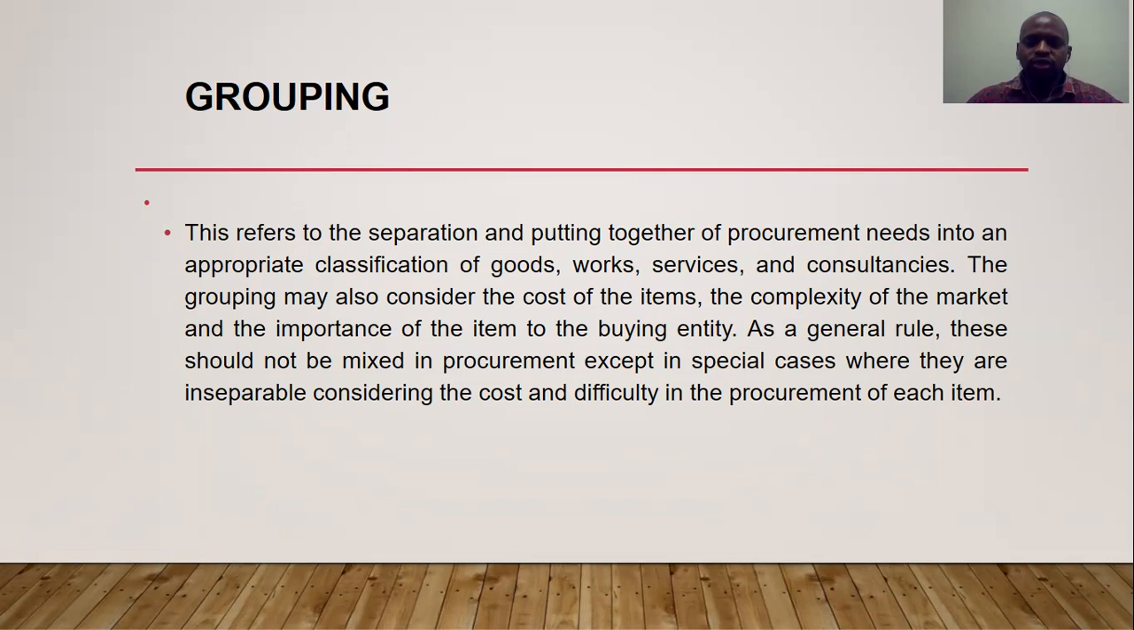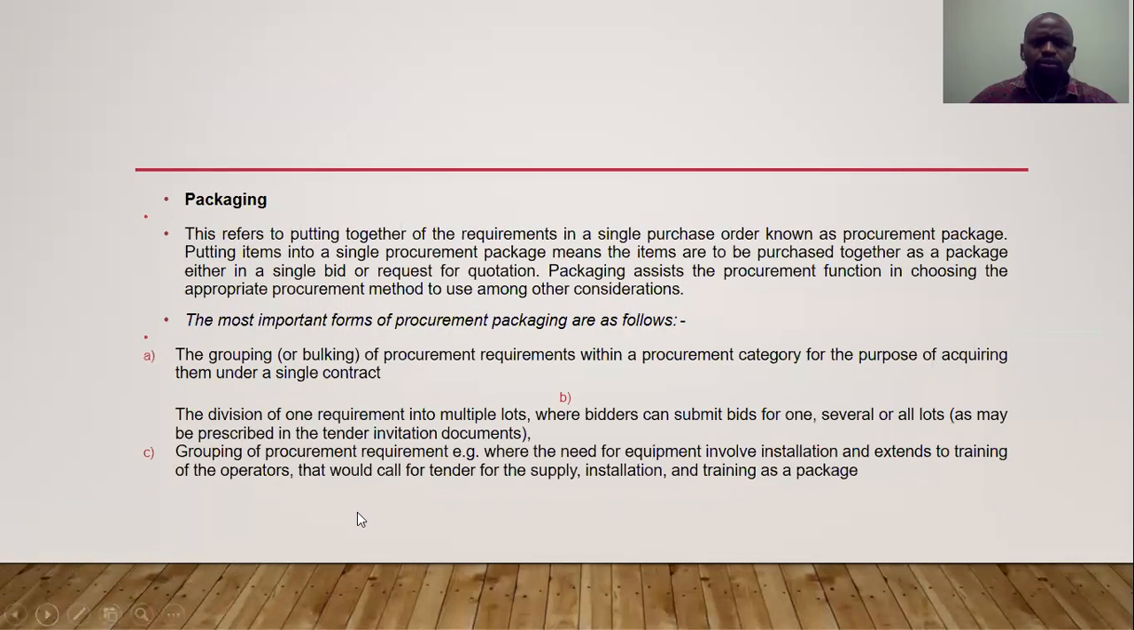So basically, you decide you are looking for items that have similar characteristics and try to put them together so that you can buy those items. Then the other thing that is very critical is packaging. Packaging is also very critical in the organization. And packaging refers to putting together all the requirements in a single purchase order known as a procurement package. So packaging is where you buy all the items in a single procurement package.